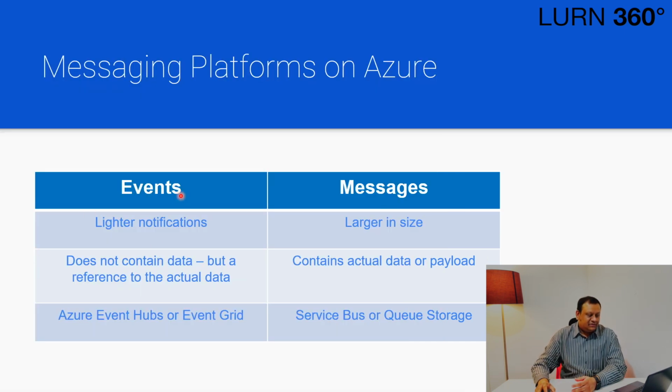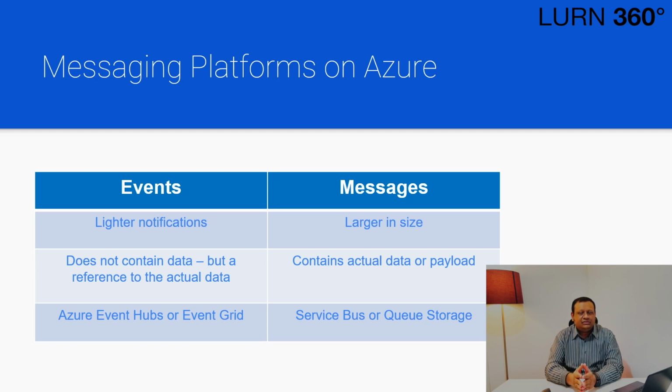For events, Azure has multiple offerings. It has something called Event Hubs, or there's something called Event Grid. You can use either of them, but the choice is usually decided upon how many events you are planning to generate. Both of them are similar in a way from the functionality point of view, but Event Grid can handle millions of events, whereas Event Hubs can handle hundreds of thousands of events at a time.